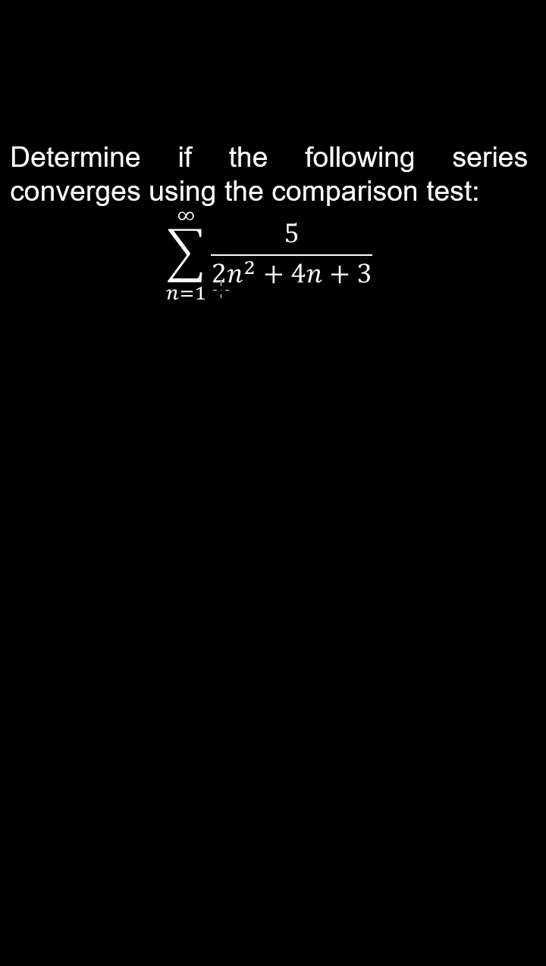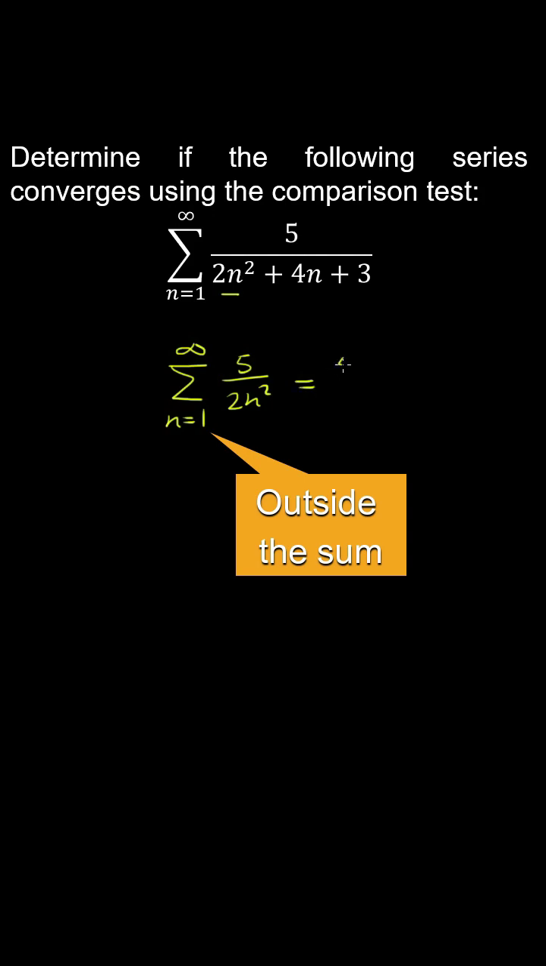Determine if the following series converges using the comparison test. As n becomes very large, this term will dominate, and we can compare this series with a series that we already know. That's going to be the harmonic p series, and we can take the constants outside the series, so this can be written as follows.